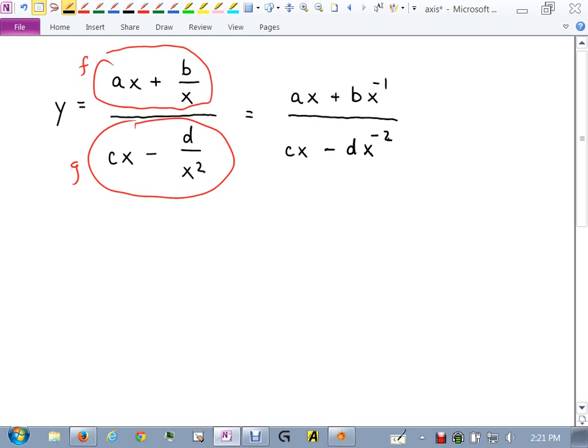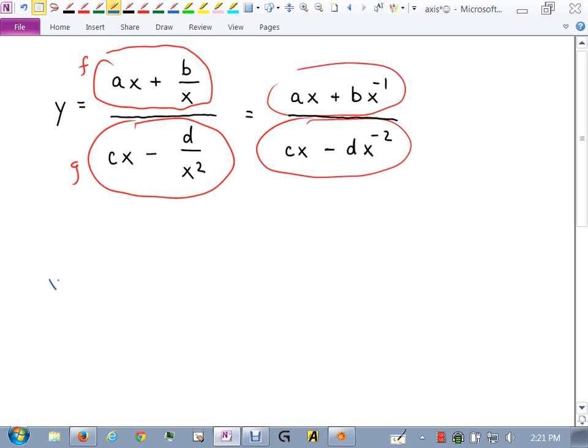All I've done is some exponent properties. That's it. And now I'd like to, again, identify my f and my g. And when I'm doing this, I'm kind of thinking, am I going to be able to do those derivatives? And at this point, I feel comfortable that I can do these. So I'm going to proceed with the quotient rule.